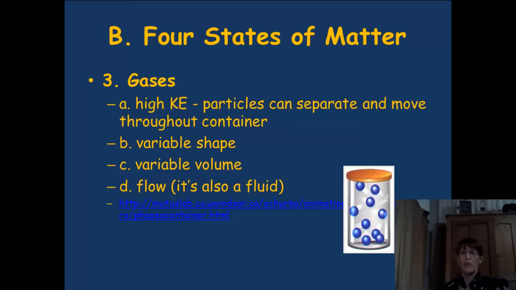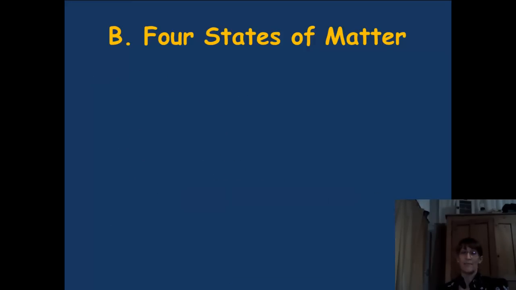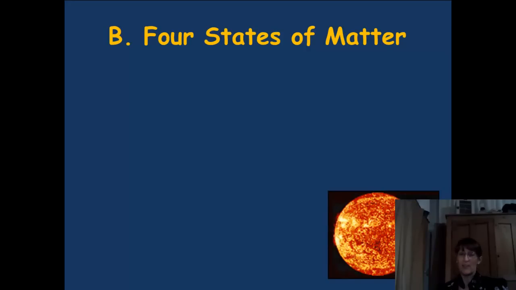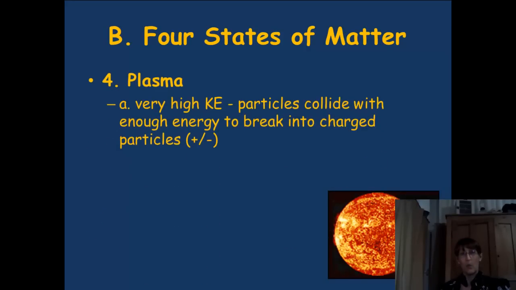Okay, there's another video, and we'll look at this when we get in class. The 4th state of matter is the plasma. And we don't talk much about plasma because we don't work with it much. It's very, very high kinetic energy. The particles collide with enough energy that they actually break into charged particles. They make ions, in that they knock the electrons off each other.